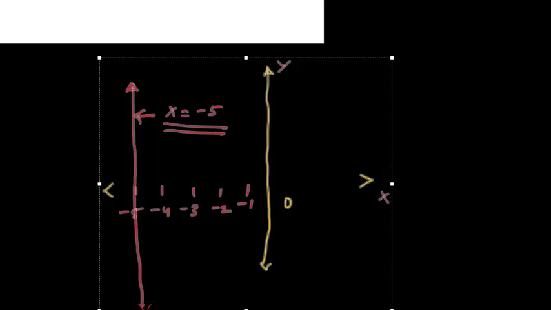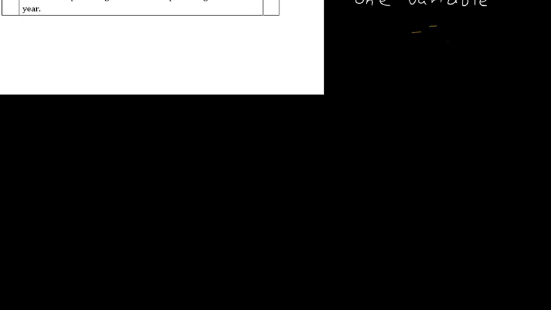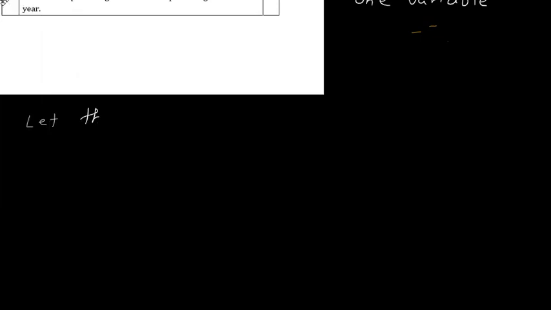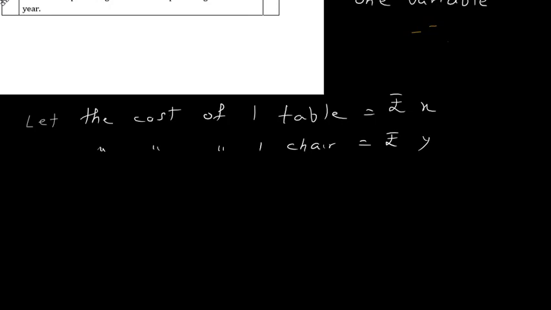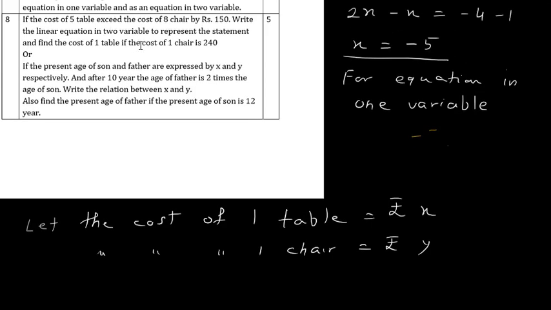So they have given some comparison of cost of table and cost of chair. Let the cost of 1 table be rupees x, and similarly the cost of 1 chair be rupees y. Now see, condition of the problem: 5 tables exceed the cost of 8 chairs by rupees 150.